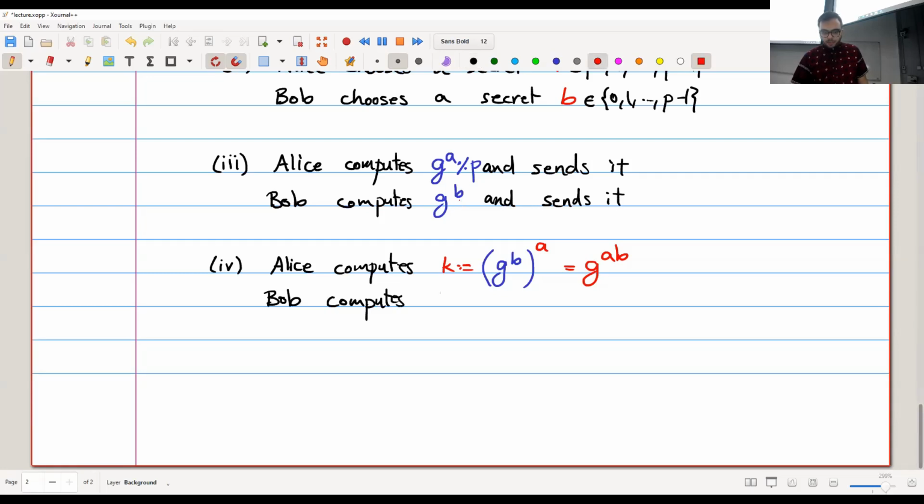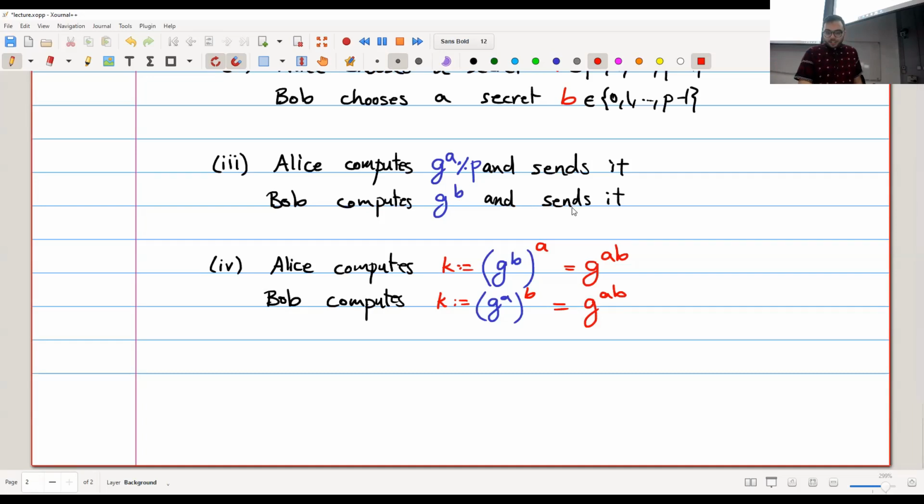So he wants to compute the same K. The difference is that he has G to the power of A. This is what Alice has given him. So he takes it and he raises it to the power of B, because B is Bob's own secret. So Bob knows this, Bob can do this. And again, he gets the same thing. He gets G to the power of AB. So now I have a secret value, G to the power of AB, that is shared between Alice and Bob.